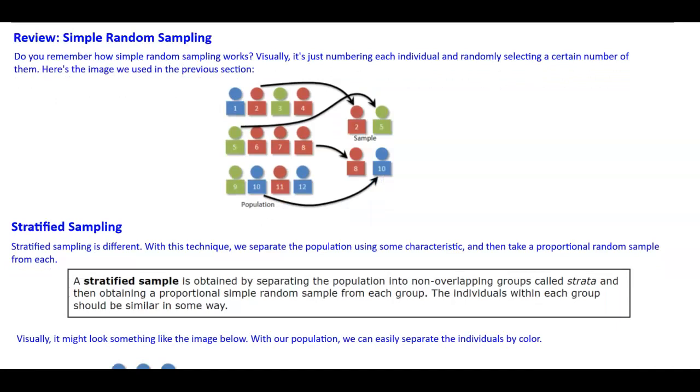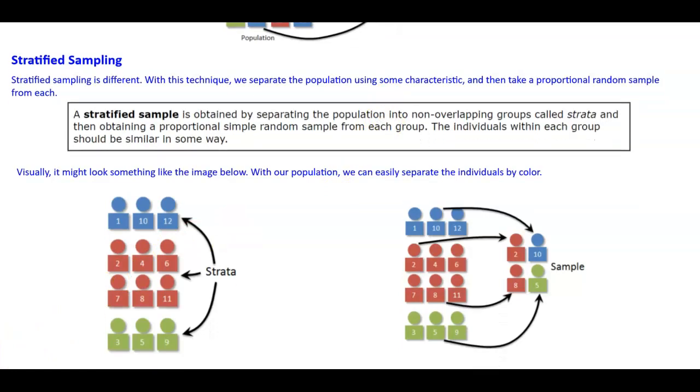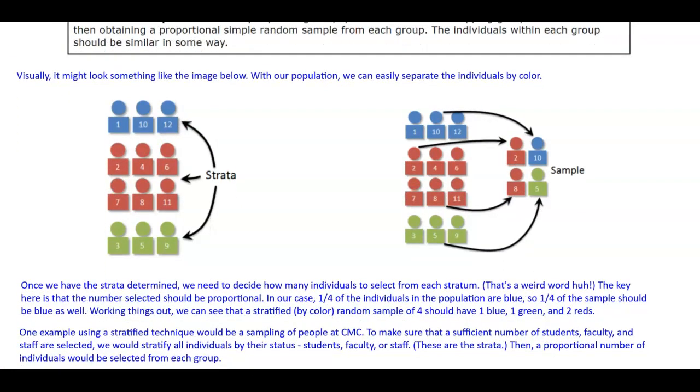Okay, now we're going to talk about stratified sampling. Stratified sampling is different. With this technique, we separate the population using some characteristic and then take a proportional random sample from each. The definition: a stratified sample is obtained by separating the population into non-overlapping groups called strata, and then obtaining a proportional simple random sample from each group. The individuals within each group should be similar in some way. Now visually, it might look something like the image below.